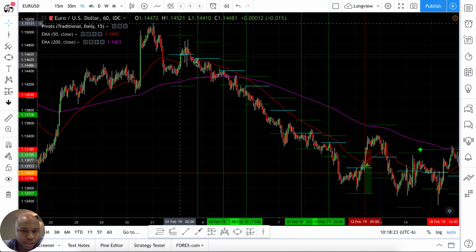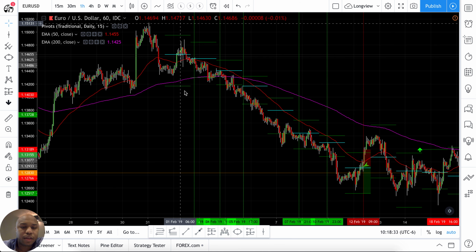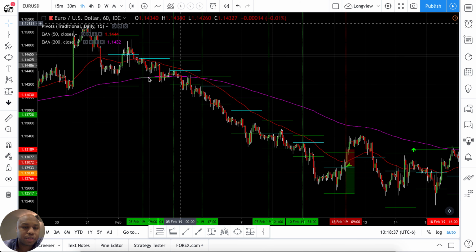We can look and see where we have what we're looking for, which is a 50 EMA. This is the 1 hour chart, by the way. 50 EMA and the pivot line crossover. They converge with one another. Price action touches on the blue line, which is the pivot, and that would trigger my entry.